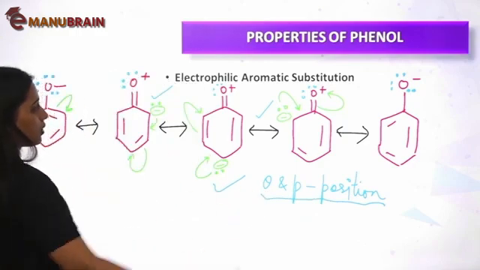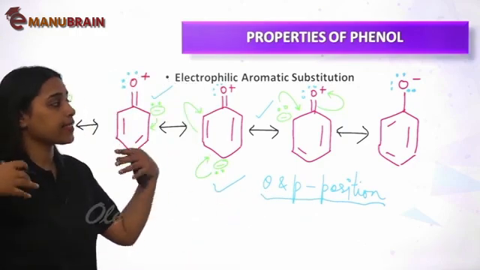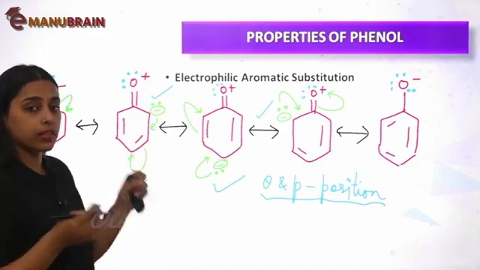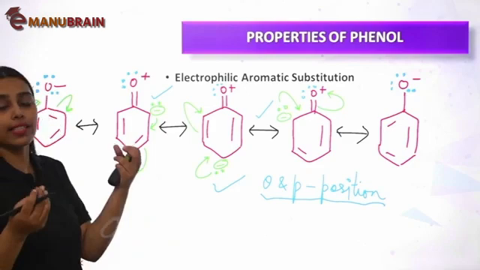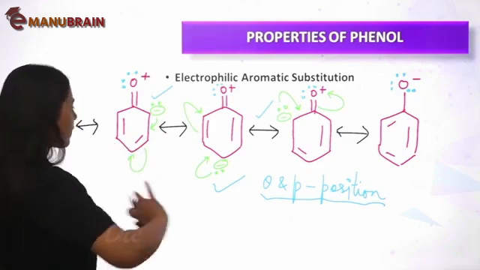So this is resonance in phenoxide ion, and in the same manner you can show the resonance in the phenol molecule as well. Instead of this minus you will see H there, okay, and the rest is the same.